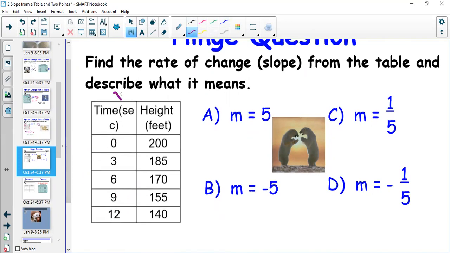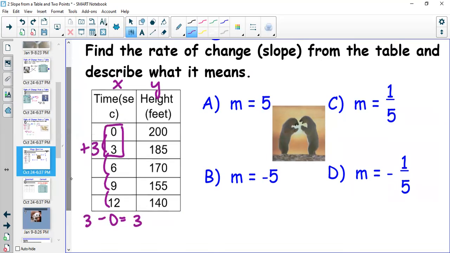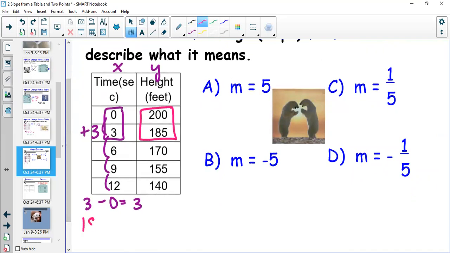I'm gonna put my X and my Y here. Let's see what our X's were changing by. We are going up by 3. Again, if you don't know, take the bottom 3 minus the top. That would give us a change of 3. And on the other side, if I wasn't sure, I would do bottom minus the top. And that would give us a change of -15.